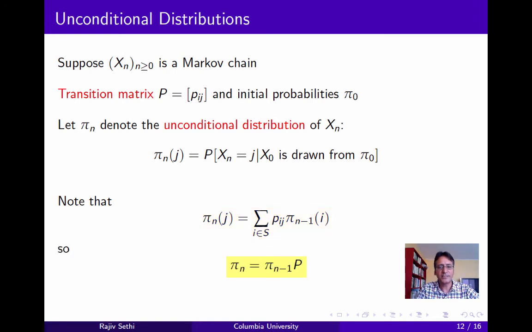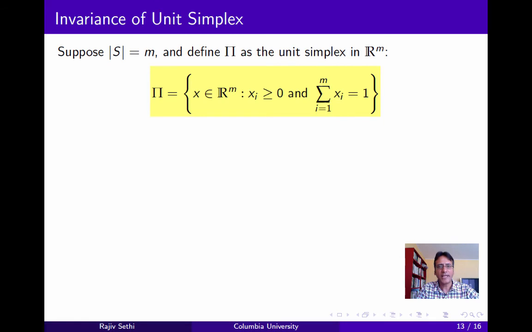And so the transition matrix P defines a linear difference equation system in the space of probability distributions over states. And given the initial distribution π0, πn can be expressed as the product of π0 and the nth power of P. Let capital Π denote the set of all probability distributions over states, and note that Π is a convex and compact subset of R^m.